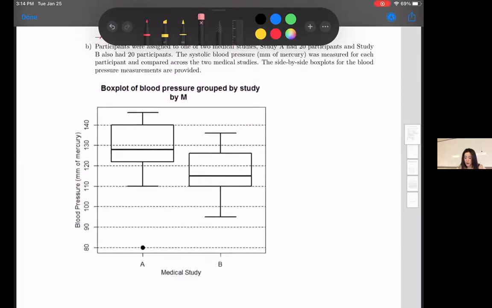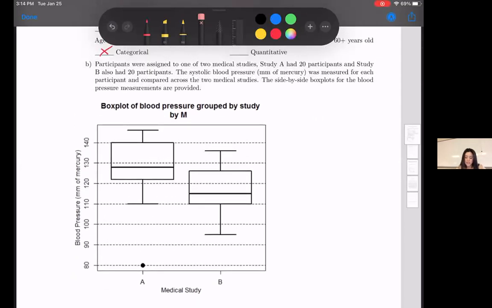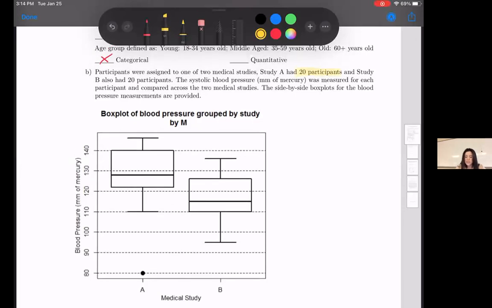Okay, so here are the bar plots. I have double bar plots here. It's the blood pressure group by study. The participant was assigned to one of the 2 medical studies. Study A has 20 participants. If I were you, I would highlight some stuff. Study A, I'll highlight in yellow, 20 participants. And study B had 20 participants as well. Systolic blood pressure measured in milliliter of mercury was measured for each participant and compared across the 2 medical studies. The side-by-side plot is present below.